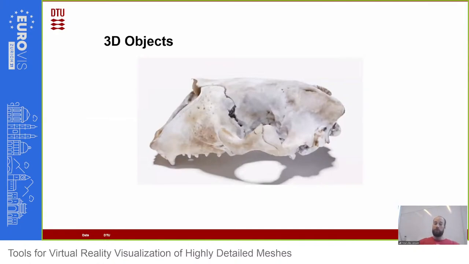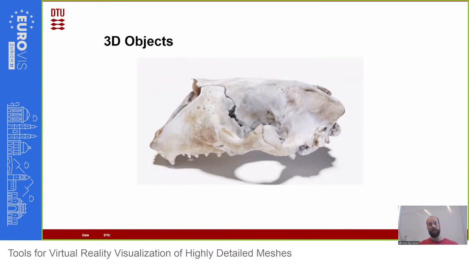But what if we were to scan a 3D object instead of a painting? Then we would no longer meet the requirements by just using the mouse. We would essentially have to not only move up and down and in and out, but also rotate the mesh. And this is not really feasible with the mouse on its own.